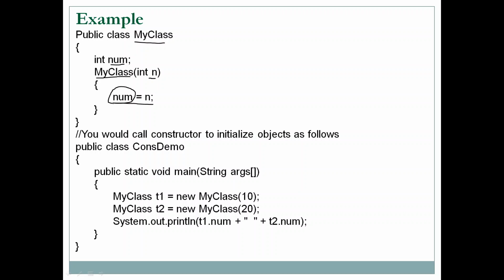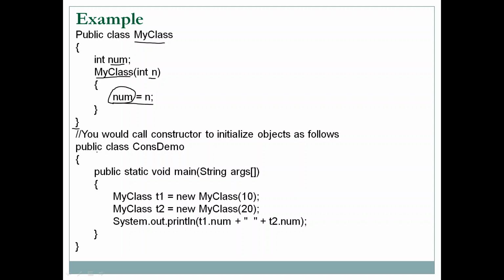So constructors are generally used for this purpose. A constructor is used to assign values to the instance variables of a class. The variable of the class here is num, and to that we are assigning a value which we have received in the constructor. Then we have the closing bracket of the constructor as well as the class.